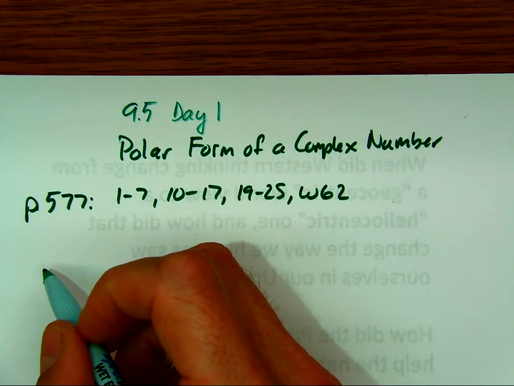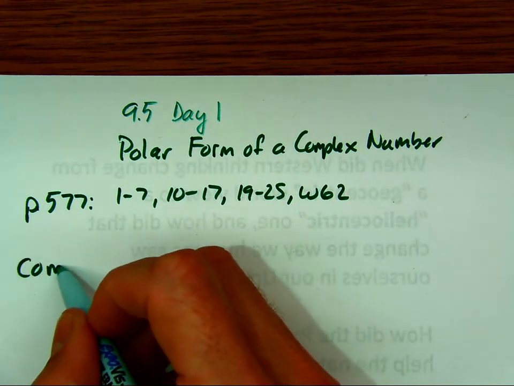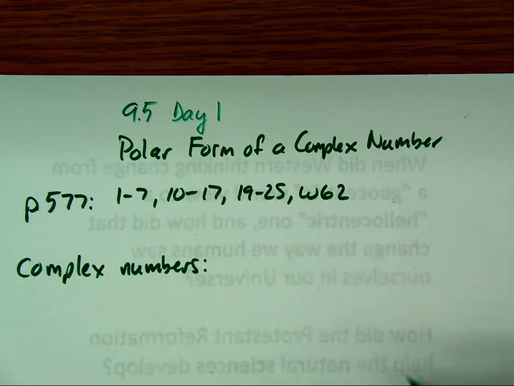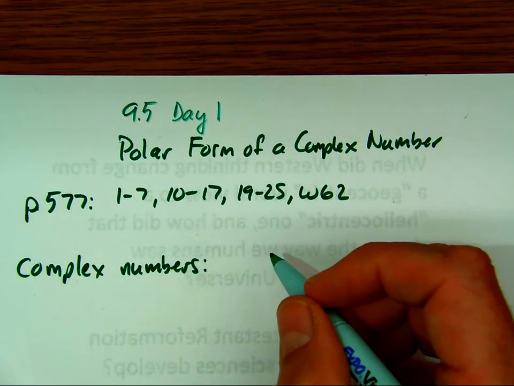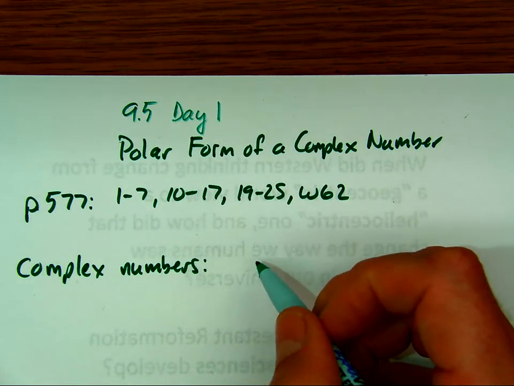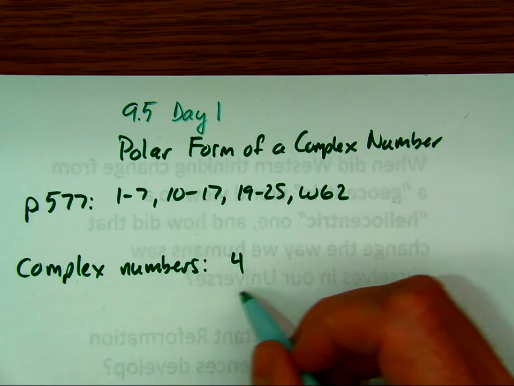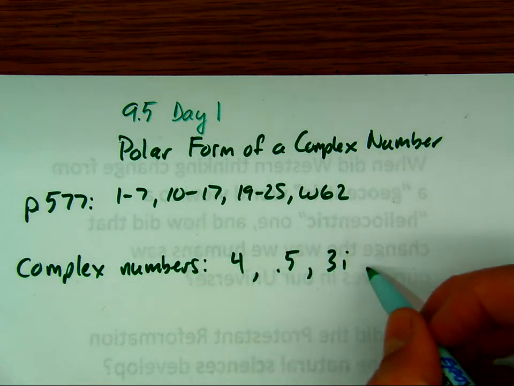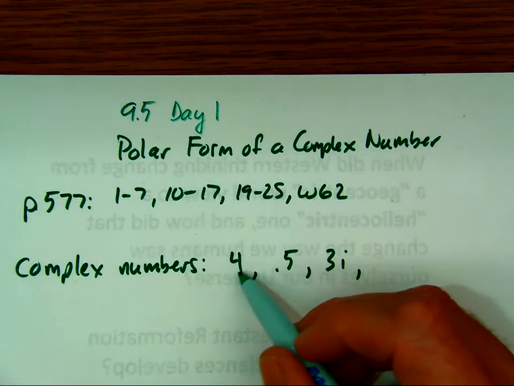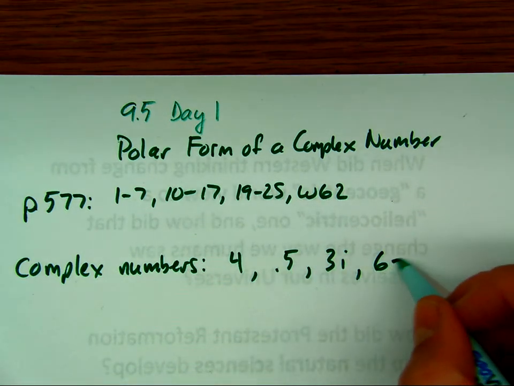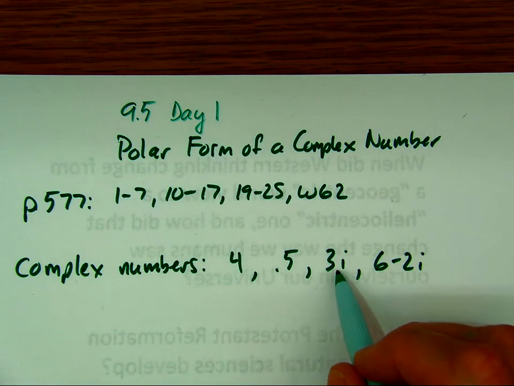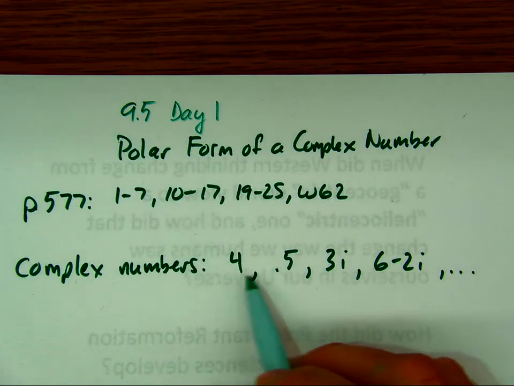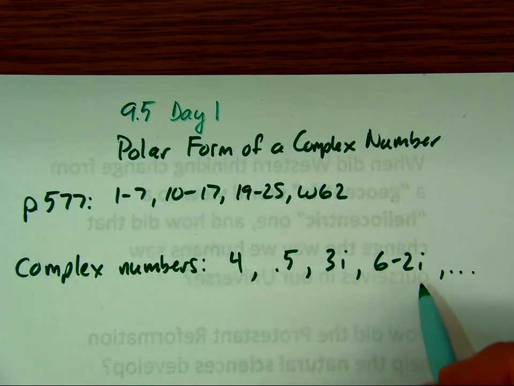So to review complex numbers, I think a lot of people think it has to have an i in it to be a complex number, but 4 is a complex number, 0.5 is a complex number, 3i is a complex number, and then we can combine real numbers and imaginary numbers, and those are complex numbers. But that's still a complex number, and that's a complex number. So all the real numbers and all the imaginary numbers combined are the complex numbers.